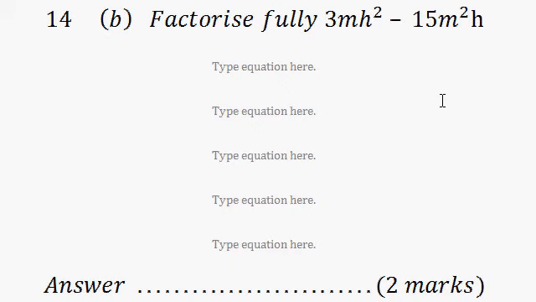Question 14b, factorize fully 3mh squared minus 15m squared h. Pause now, try to do the question yourself and unpause to see how it's done and the answer.